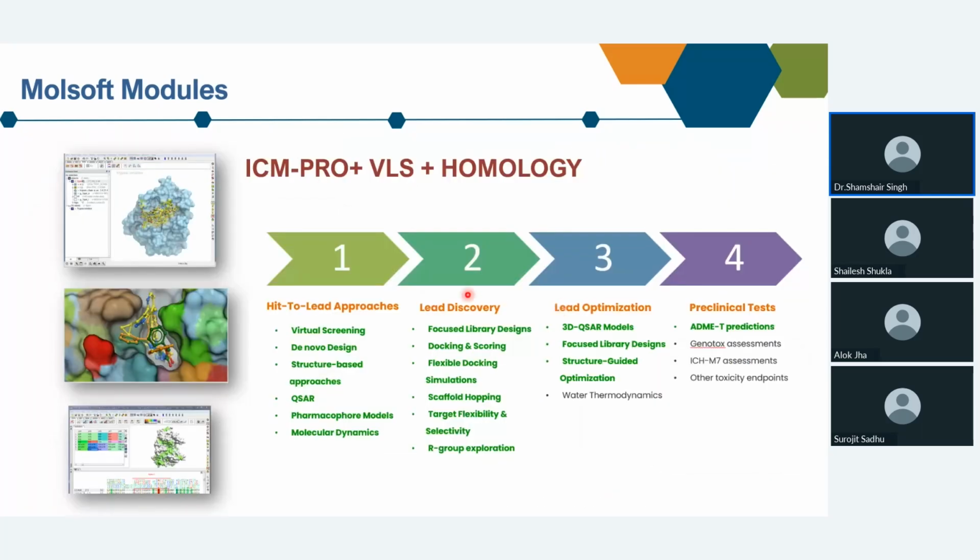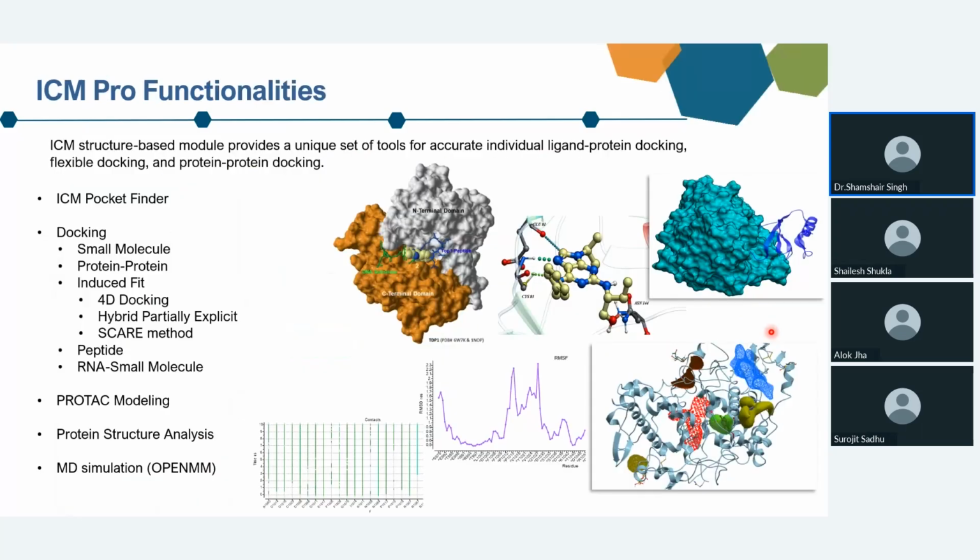These are the steps like hit identification and hit optimization studies, lead identification and optimization studies, which we usually carry out during research. These are the computational techniques like virtual screening, QSAR, pharmacophore models for pharmacophore screening, flexible docking, R-group exploration, 2D and 3D QSARs, and many more. Just with these two packages, ICM Pro plus VLS, you can carry out all these computational techniques for your research. And these are the functionalities of ICM Pro.